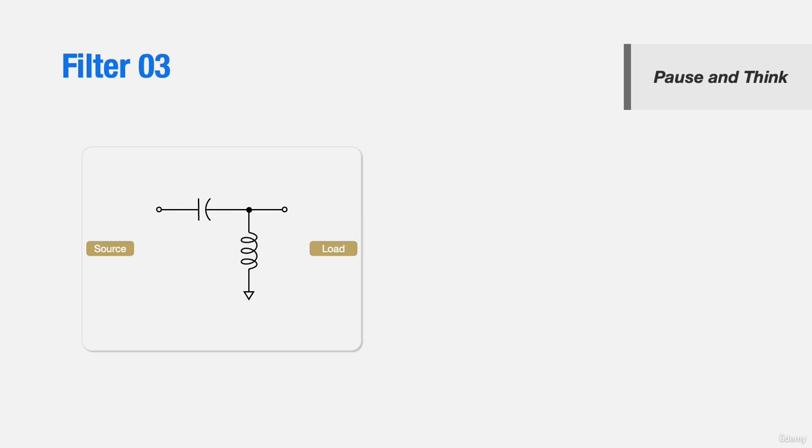Now let's examine this series capacitor and shunt inductor circuit. Can you tell if it is a high-pass or low-pass filter? It is, in fact, a high-pass filter. This is because low-frequency signals tend to avoid the high impedance path above and instead prefer the low impedance path below, leading to ground. Conversely, high-frequency signals favor the upper path toward the output load.